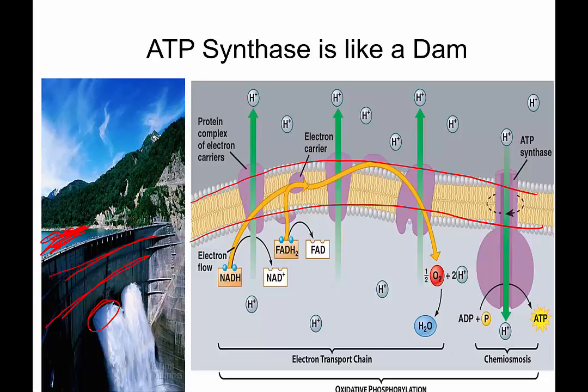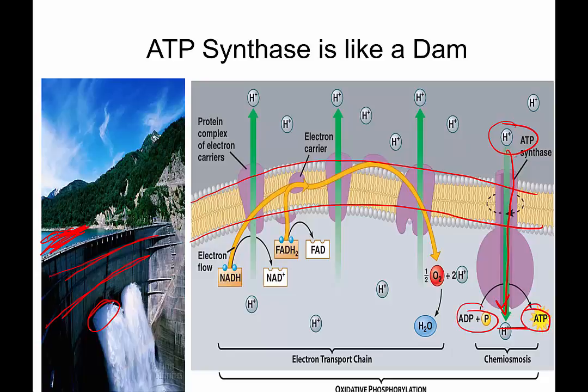This is the exact same thing with ATP synthase. We're forcing the hydrogen ions or protons to flow through ATP synthase and churn the turbine, or churn ATP synthase and generate energy. Here, the energy, instead of being electricity, is the energy needed to convert ADP plus our inorganic phosphate into ATP.